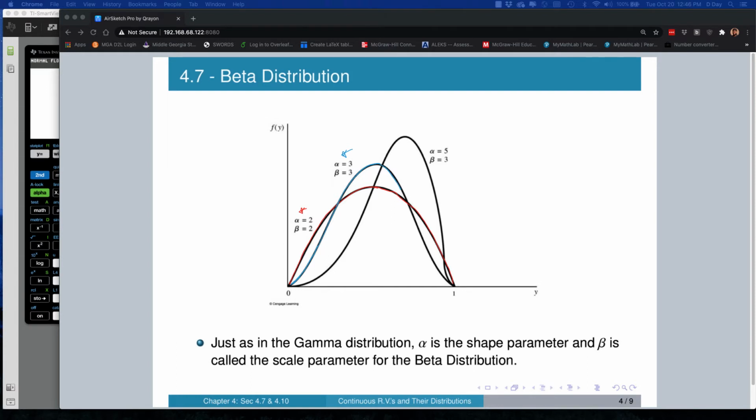If you notice the trend here, the center's right here, about halfway through, about 0.5, and that's the same thing for alpha equals 2, beta equals 2.